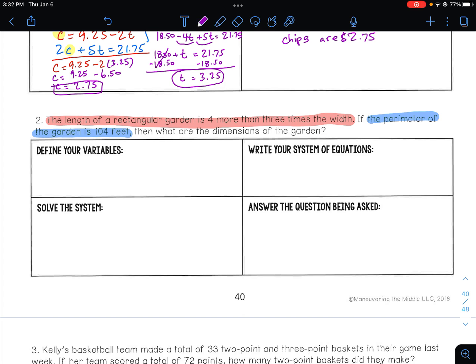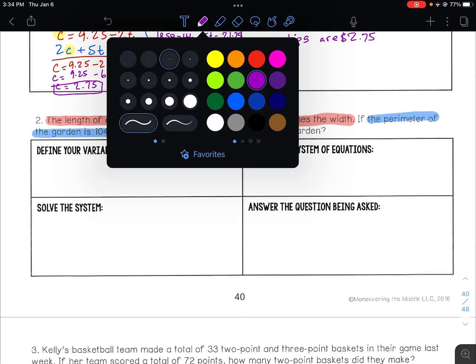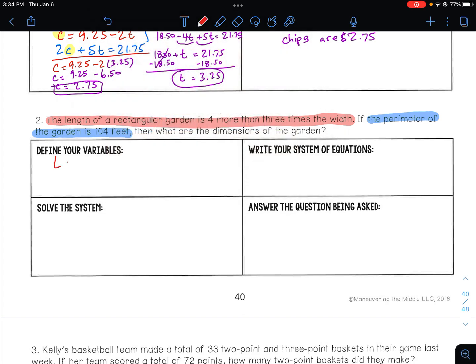So let's imagine. Well, my variables are going to be L, length, and W, width. And let's just go ahead and say it. The length of a rectangular garden is 4 more than 3 times the width. So the length sounds like it's bigger.